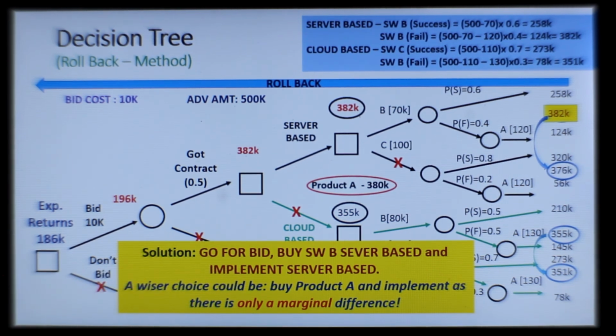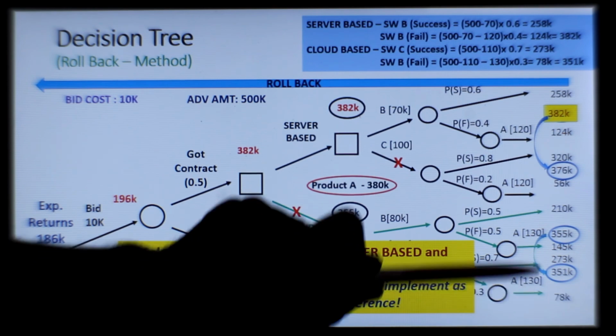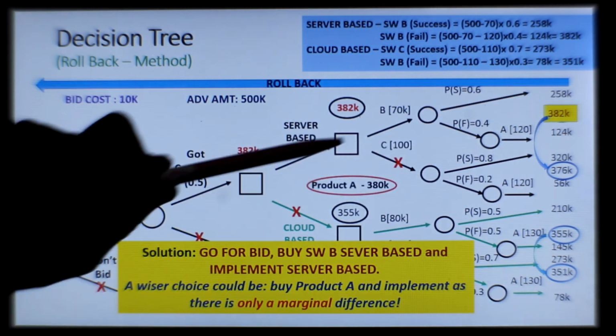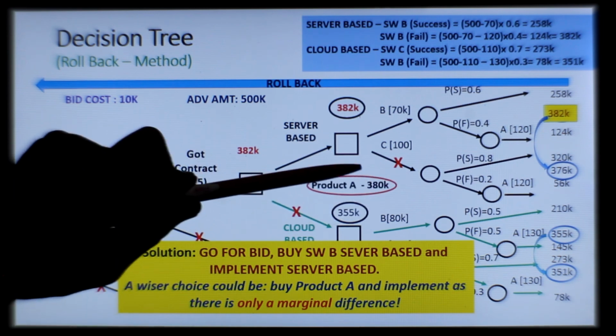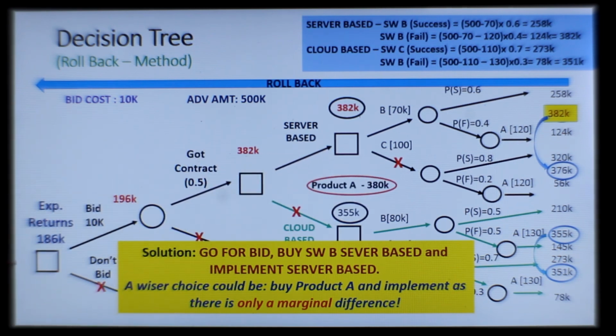So this is the way you look at multiple stages, wherein you have to roll back and remove those arms which are not giving any benefit and come back. So at the beginning of the stage you can decide.